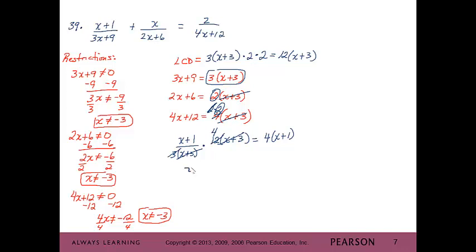And then the second, x over 2 times x plus 3 times the LCD. The x plus 3's cancel. The 2 will cancel, making the 12 into a 6, and this is going to become 6x. And then for the last one, we have 2 over 4 times x plus 3 multiplied by the LCD.